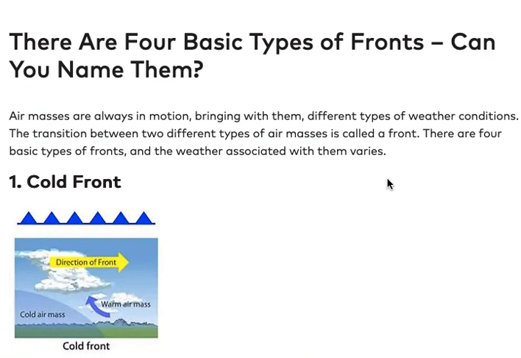There are four basic types of fronts. Can you name them? Air masses are always in motion, bringing with them different types of weather conditions. The transition between two different types of air masses is called a front. There are four basic types of fronts, and the weather associated with them varies.